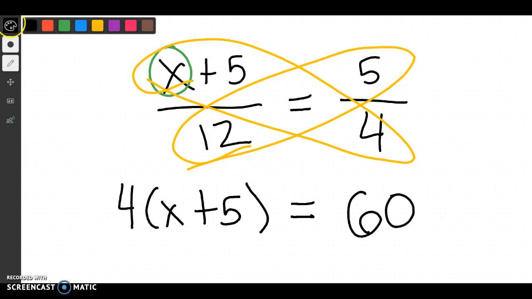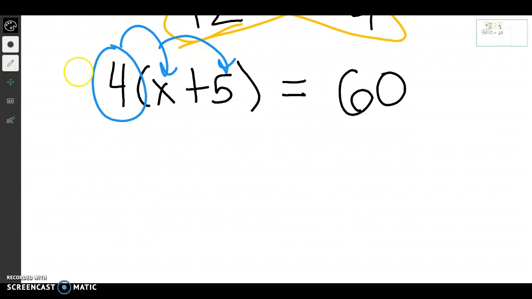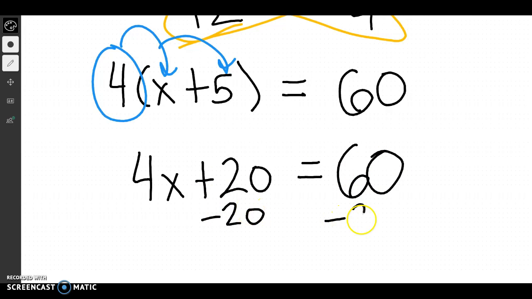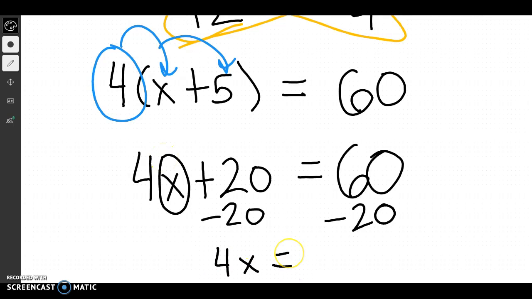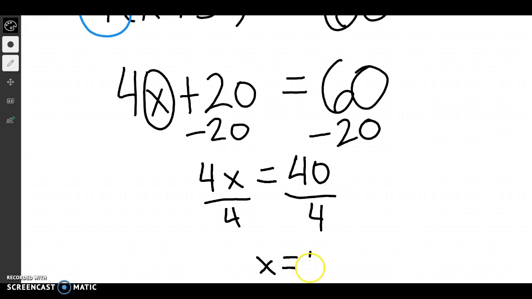I'm then going to have to distribute this 4. And when I distribute that 4, I should get that 4x plus 20 equals 60. I would subtract 20, because again, I'm going to solve for this x. I would then get 4x equals 40. Divide by 4, x equals 10.